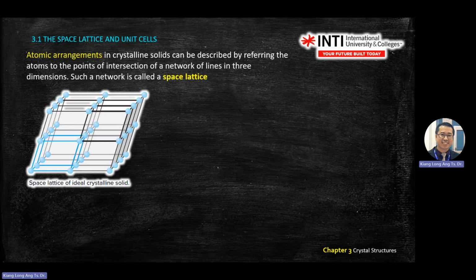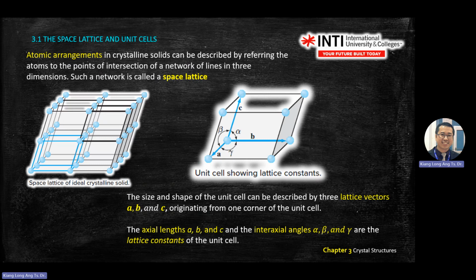We start to look at the arrangement of atoms. The way it arranges itself, we use a method called a network. The network is called a space lattice. So we start with a very simple space lattice, or the way you join the molecules or atoms together. And then you start to see alpha, gamma, beta from a reference cell. You'll see there's an origin, then there's a B vector, C vector, then alpha, beta, gamma. If you take statics, you know what I mean.